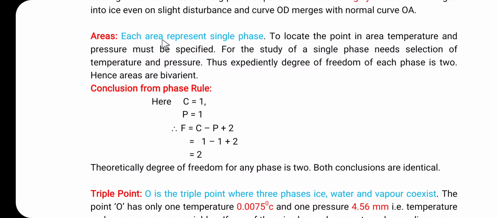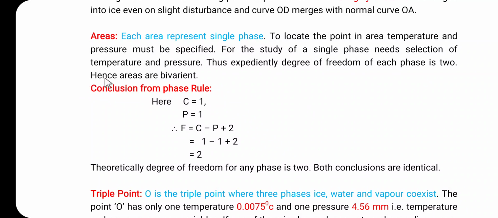Then areas. Each area represents a single phase. We have already discussed this. To locate a point in an area, temperature and pressure must be specified. So if we have to locate any point in an area of the phase diagram, we have to specify the temperature as well as the pressure. For the study of a single phase, we need to select the temperature and pressure. So experimentally the degree of freedom of each phase is 2. From the phase diagram, we can say that to locate any point in the area, we have to specify the temperature and the pressure. So the degree of freedom of the area is 2.